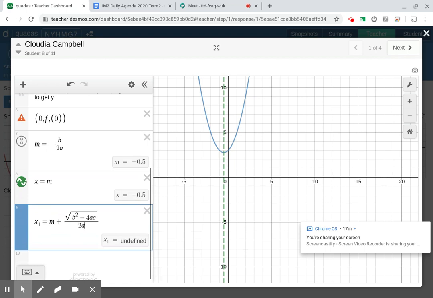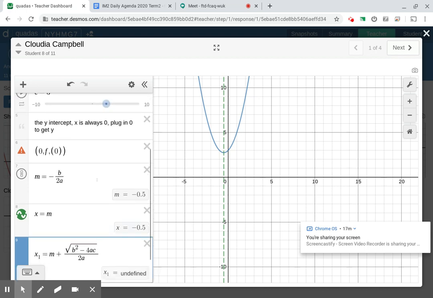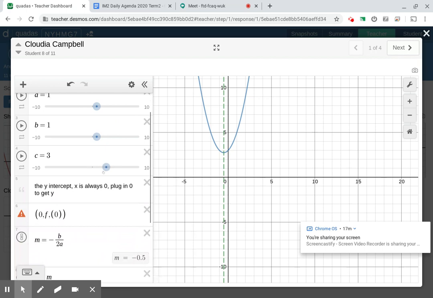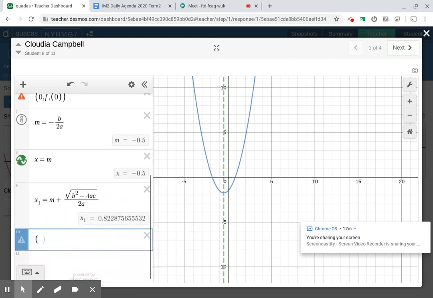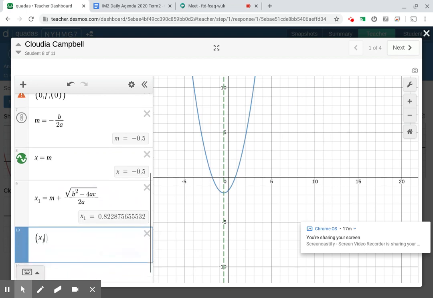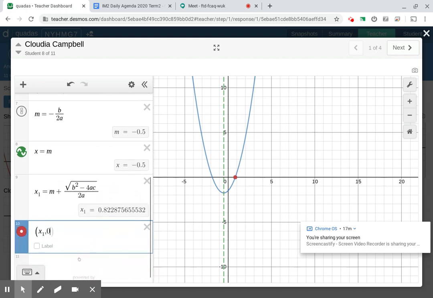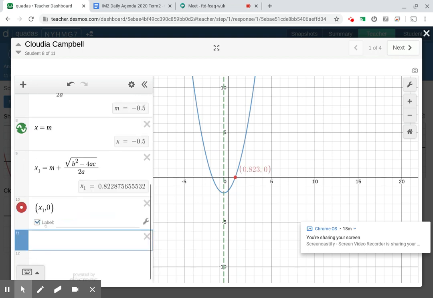Claudia, if you can hear me, why do you think on mine it says undefined? Are there any x-intercepts when the graph is floating above the x-axis? No, there's none, right? So the math says, no, there's none. Undefined. Now there will be some right here, watch. See? And then don't forget to type x1, comma 0, and that'll be the x-intercept. You can put x-intercept, or x-int, like that.